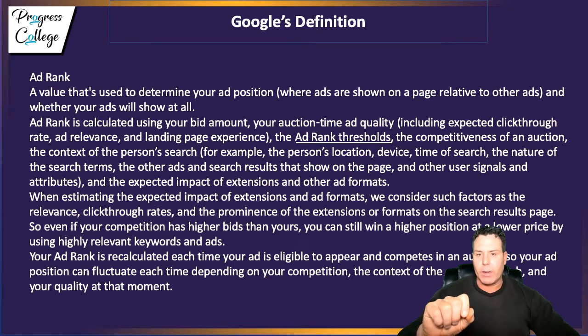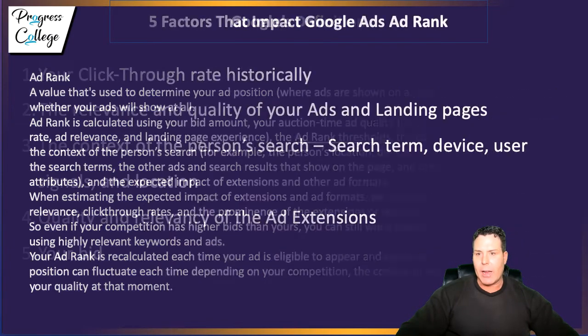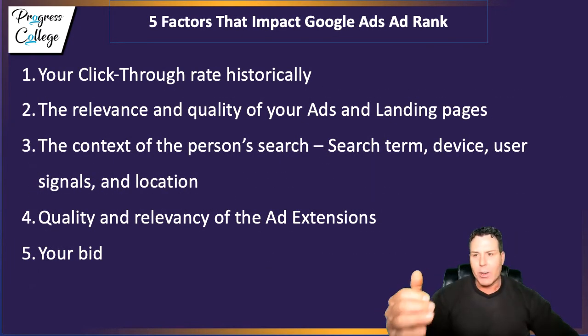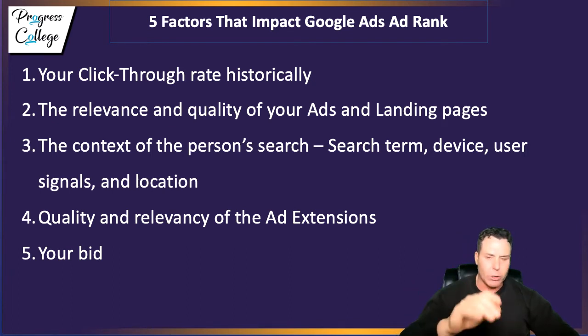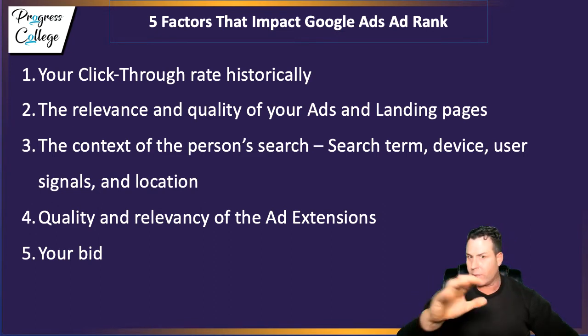Your ad rank is recalculated each time your ad is eligible to appear and competes in the auction, okay? So basically it's constant algorithm updates. It's like AI doing the work for you behind the scenes. So your ad position can fluctuate each time depending on your competition, the context of the person's search, and your quality at the moment. Okay, so a lot of factors here, guys. So this is kind of my simpler version of Google Ads rank, maybe a little easier to remember. Your click-through rate historically, very important. And I'm going to show you how mine's not doing so hot, the reasons why, and how we're going to work to improve that in this series, okay?